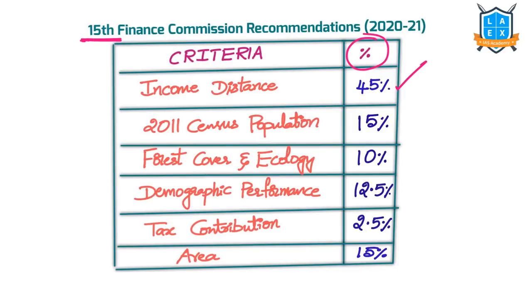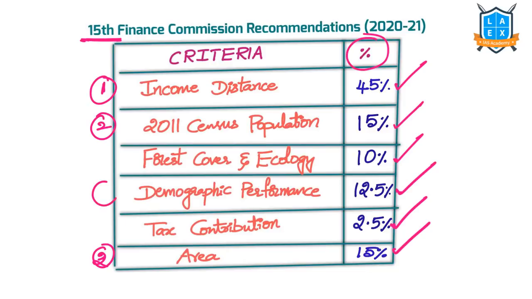Income distance 45%, 2011 census population 15%, forest cover and ecology 10%, demographic performance 12.5%, tax contribution 2.5%, area 15%. That means income distance is the first one. Population and area have equal weightage, and then the highest weightage after income distance is given to demographic performance, then to forest cover, and finally to tax contribution. Tax contribution is added. That's an important change.